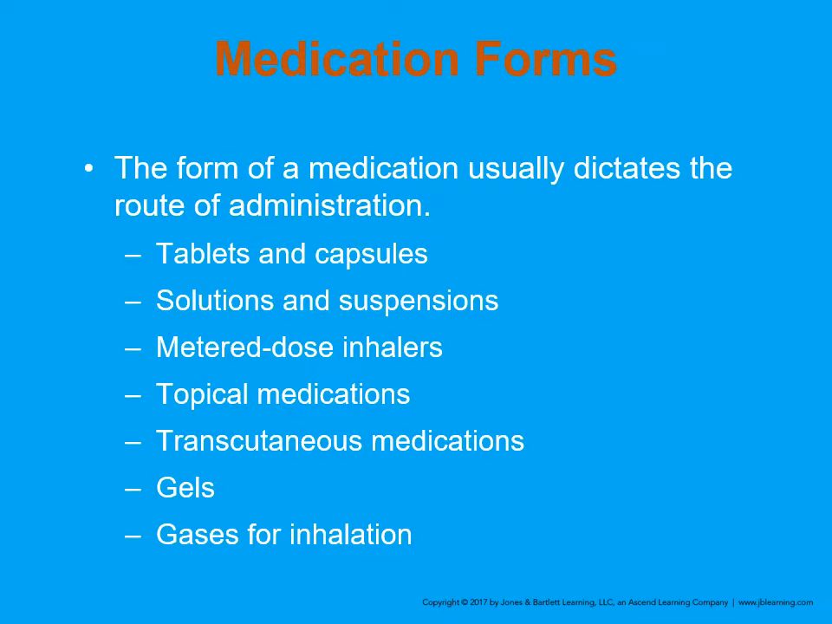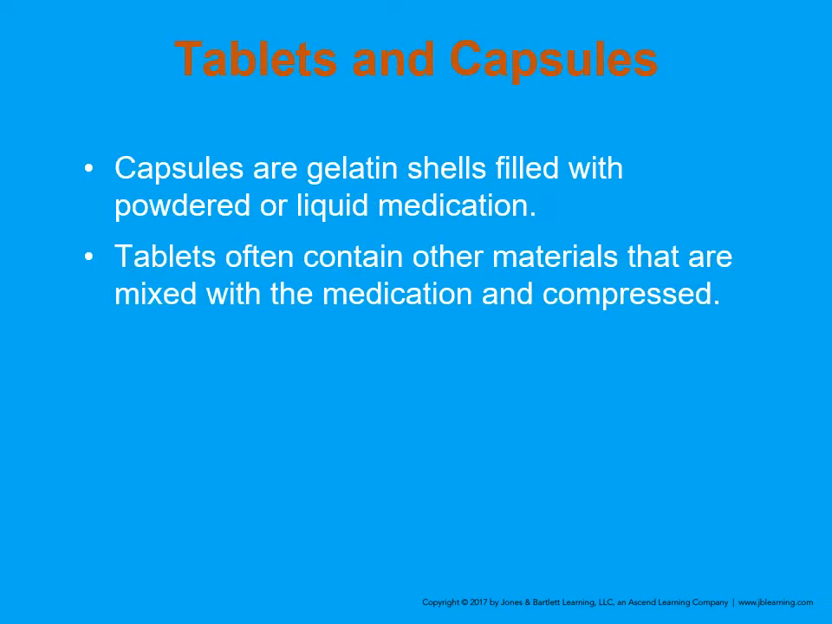The form of a medication usually dictates the route of administration. The manufacturer chooses the form to ensure proper route of administration, timing of the medication's release into the bloodstream, and effects on the target organs or body systems. Tablets and capsules: most medications given by mouth are in tablet or capsule form. Capsules are gelatin shells filled with powder or liquid medication. Tablets often contain other materials that are mixed with the medication and compressed.